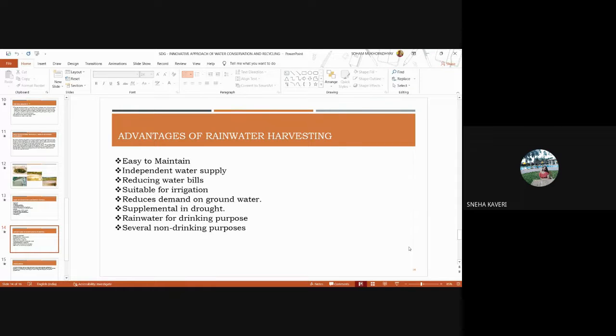And after that, the sixth one, supplemental in droughts. Many countries, especially those with arid environments, use rainwater harvesting as a cheap and reliable source of clean water. Where drought occurs, rainwater harvested in the past months can be used.